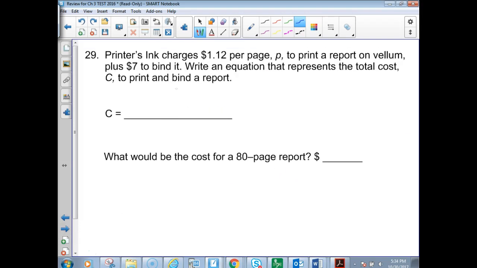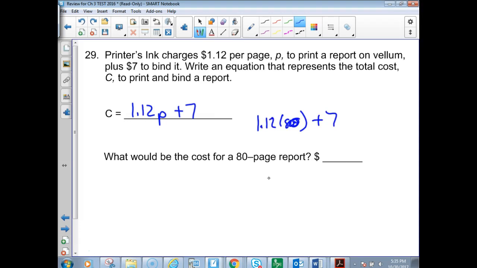Plumbing is expensive. Now I got some printer's ink, so that price isn't going to be as bad. We have to pay $1.12 a page, so that'd be $1.12 times P, the number of pages. And plus, you have to pay $7 to bind it. What would it cost for an 80-page report? $1.12 times 80. That's kind of expensive per page. They must be color.